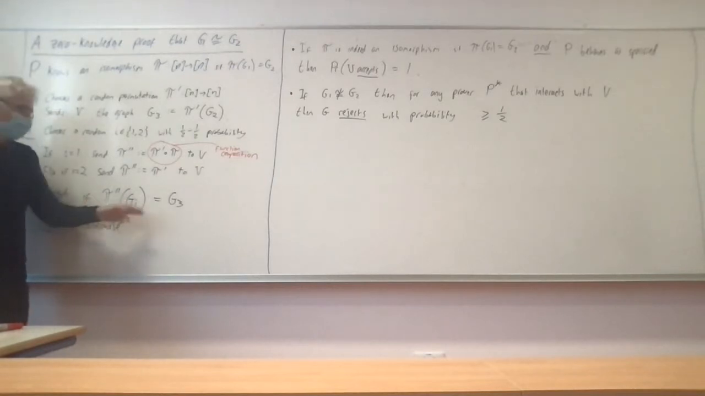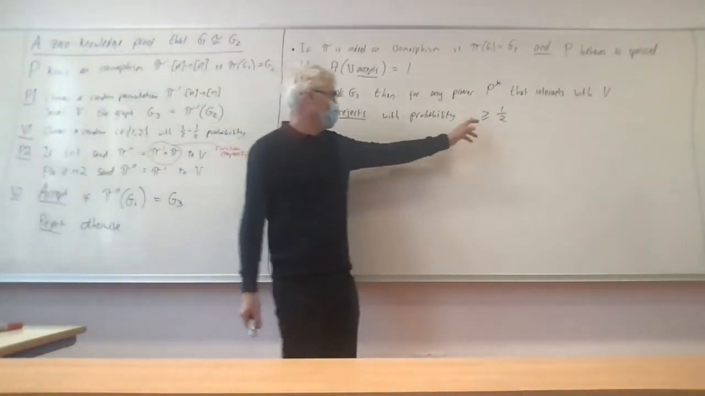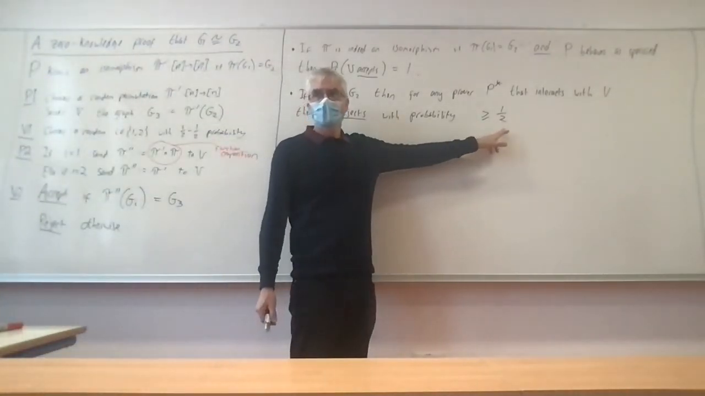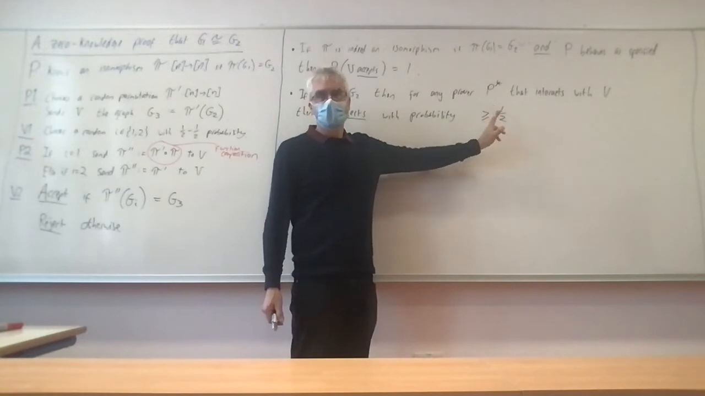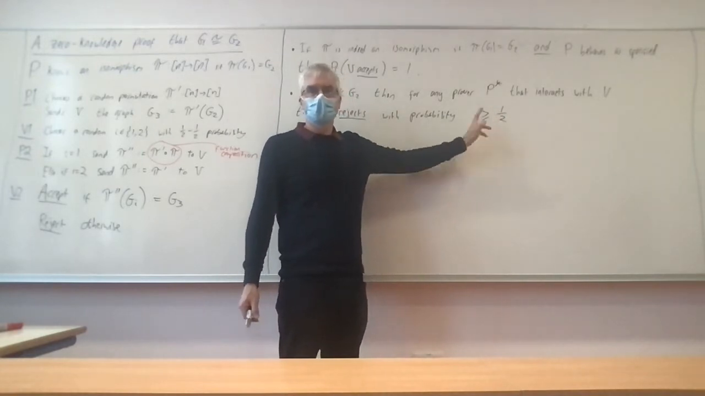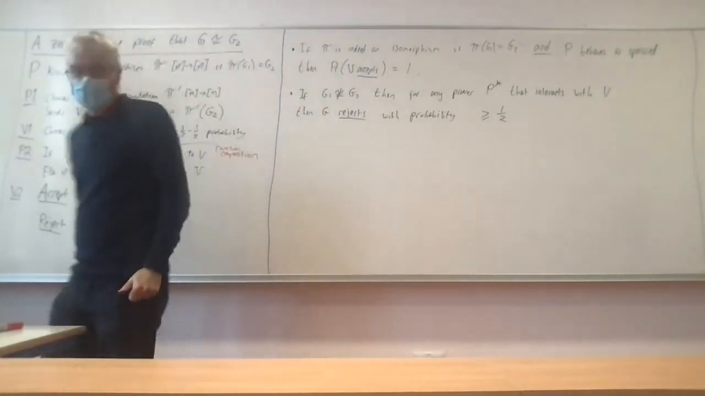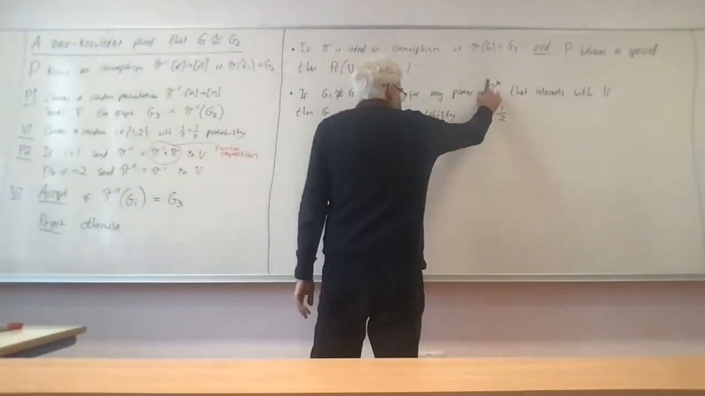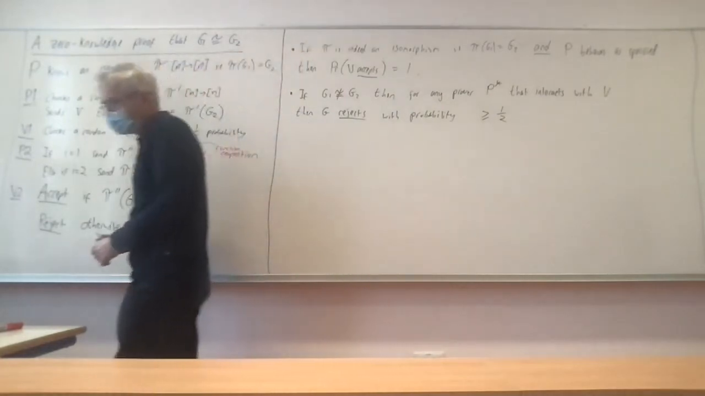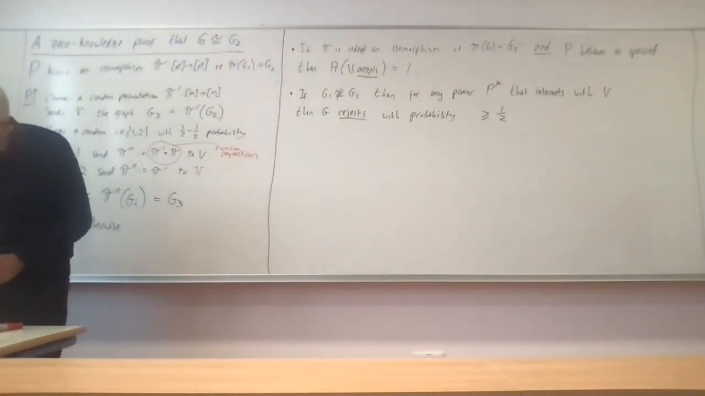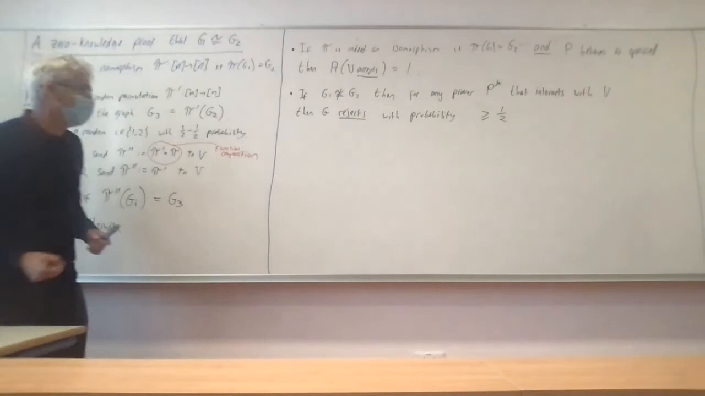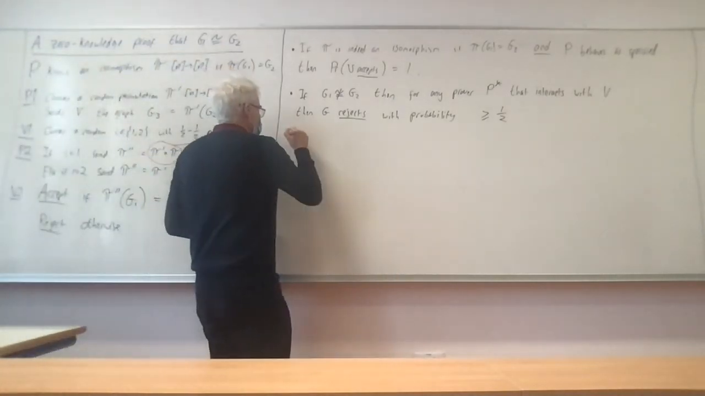If one of them is isomorphic to G3, the probability of rejection is a half. If neither of them is isomorphic to G3, then the probability of rejection is 1. So this inequality always holds, no matter what P star does. And finally, the interesting condition, well, they're all interesting, but these two we had last week.